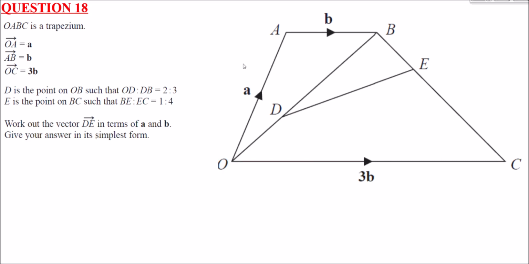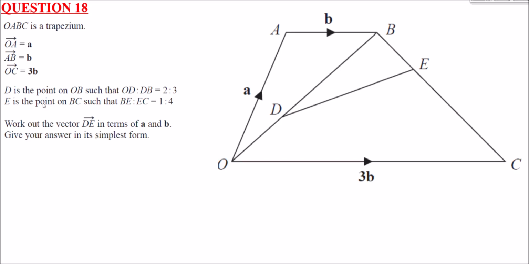So the vectors have been labelled on for us, which is helpful to an extent, and we're then told about D being on the line from O to B, such that it splits the line OB in a certain ratio. So OD is 2 parts and DB is 3 parts. So in other words, OD is 2/5, because 2 plus 3 is 5 parts in total, and DB is 3/5 of the total length of OB.